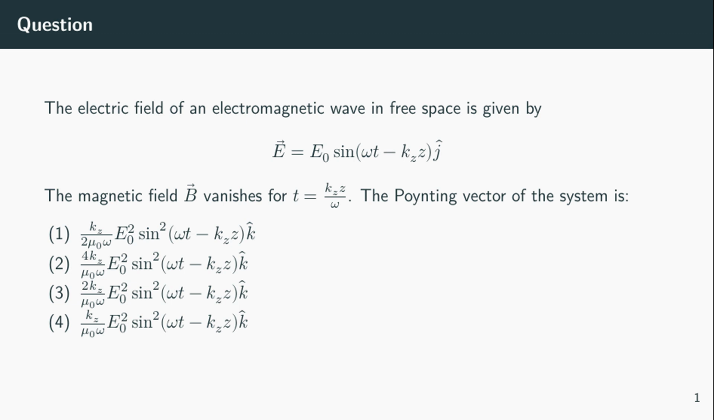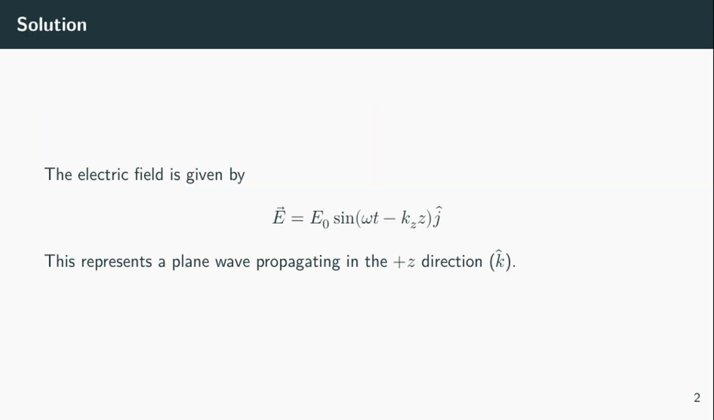We are also told that the magnetic field B is 0, specifically when t equals k sub z times z over omega. And the question is, what is the Poynting vector for this system? We have 4 options provided and we need to figure out which one is correct. Alright, let's get into the solution.